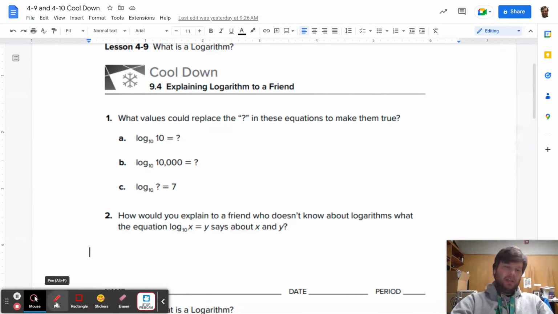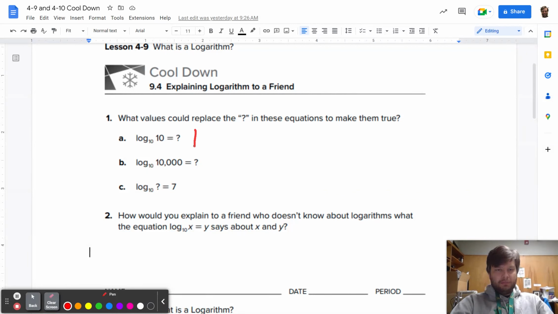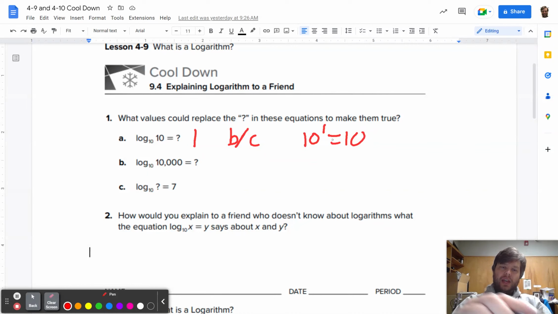Base 10 is a really nice number. So if we do log base 10 of 10, the answer has to be 1. And the reason is always referring back to exponential equations. Log equations are just rearranged exponential equations. So because I know that 10 to the first is equal to 10, if I rearrange that equation, I know that log base 10 of 10 is equal to 1.